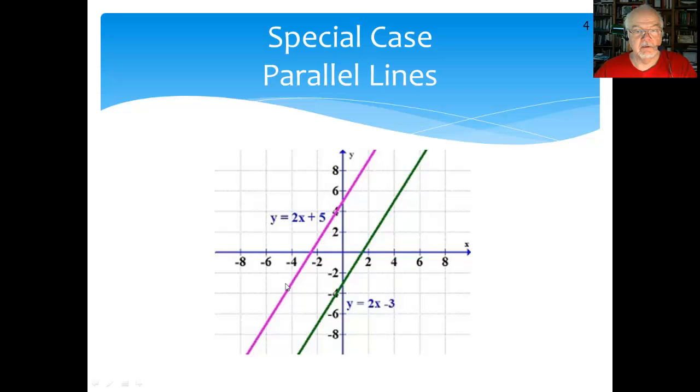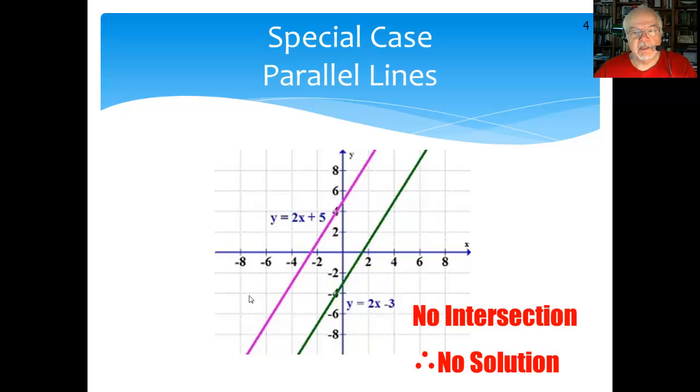That's it. But suppose we have parallel lines. Parallel lines are a different beast. By definition, there is no intersection. There is no one point that's common to both lines. Since that's true, there is no solution. There is no one point that will satisfy both lines.